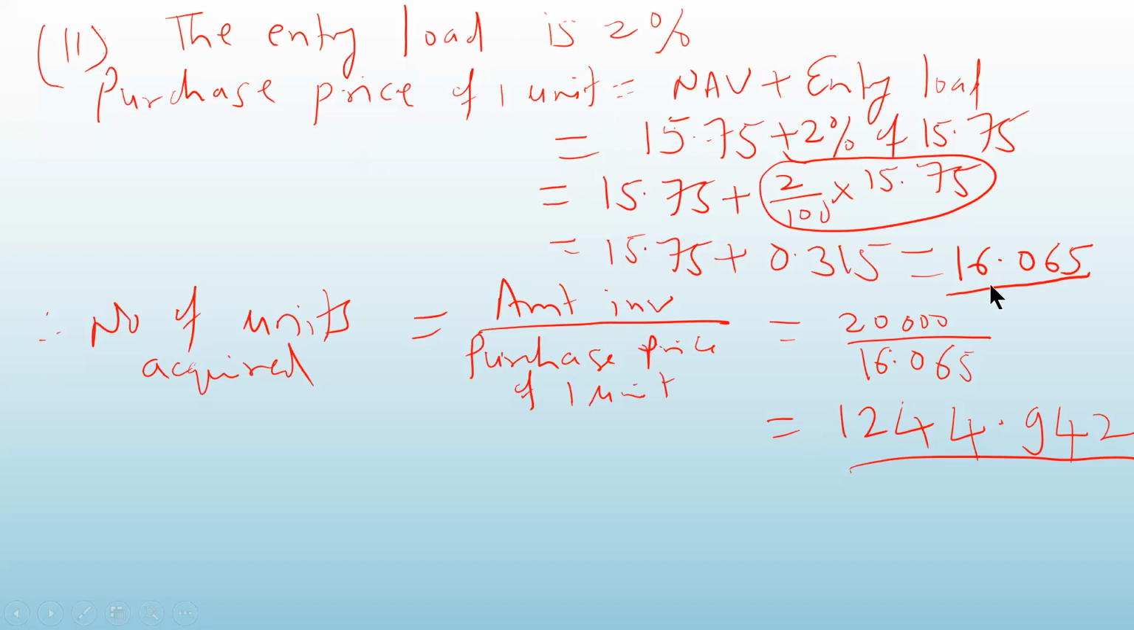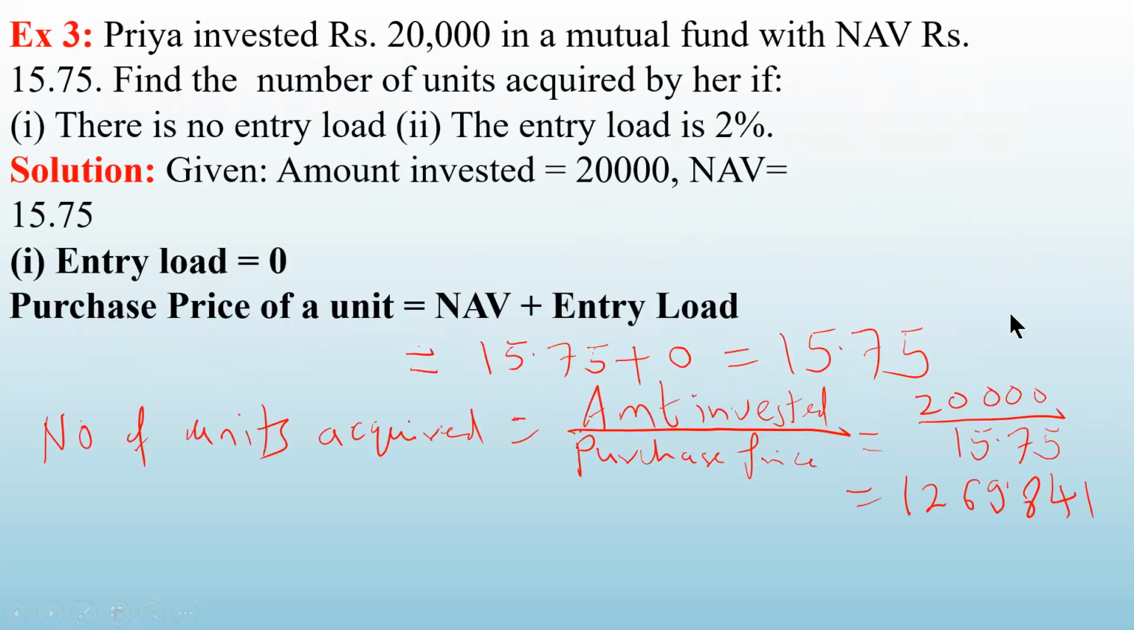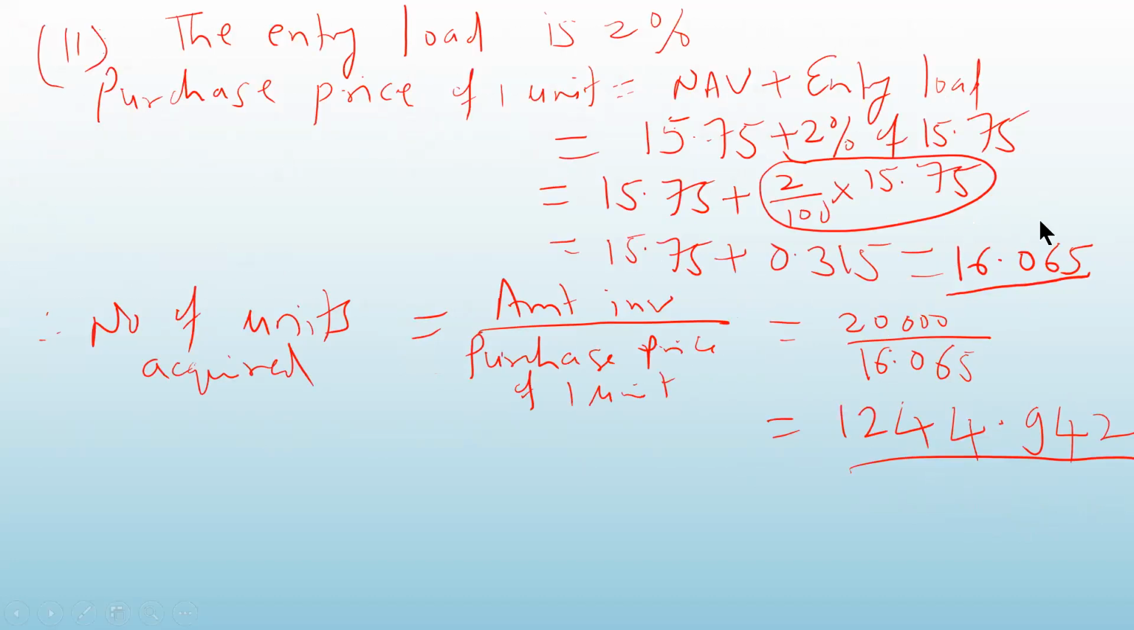So if the purchase price is increasing, see, purchase price has become 16.065. In the previous one, purchase price was 15.75. So if the purchase price is increasing, then the number of units acquired becomes less, because the denominator is increasing, correct? So if entry load is there, the number of units acquired will be less. And if entry load is not there, then the number of units acquired will be more.